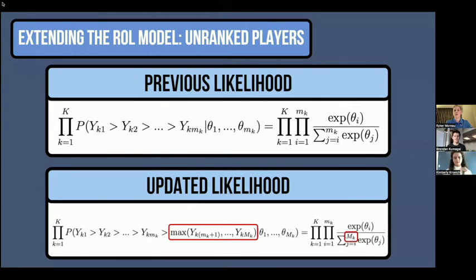The probability of any K ranking is now the probability of y1 greater than y2 greater than up to ym, and that has to be greater than the max of the remaining players, ym plus 1 up to y big M. This is conditioned on all theta values from 1 to m, and as mentioned in the last slide, the summation in the denominator of the probability equation gets changed to big M.